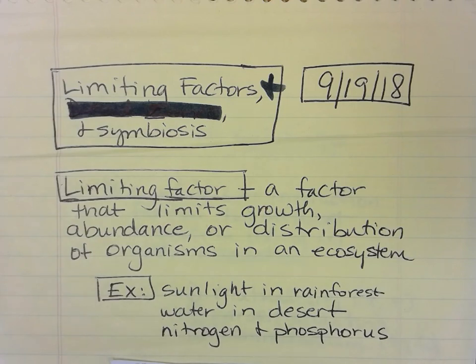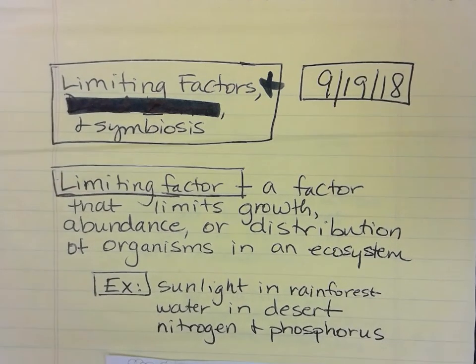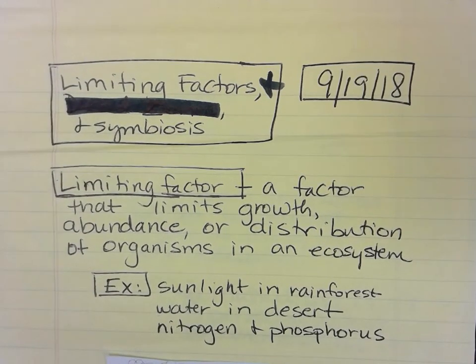So recall that limiting factors would be anything that's going to limit the growth, abundance, or distribution of an organism in an ecosystem. That might be a limiting factor such as sunlight in the rainforest or water in the desert, but we were focusing on learning about new limiting factors, in specific, nitrogen and phosphorus. When present, these two limiting factors can contribute to great growth in an organism, and when absent, the growth and abundance and all of that can be lessened and stunted.